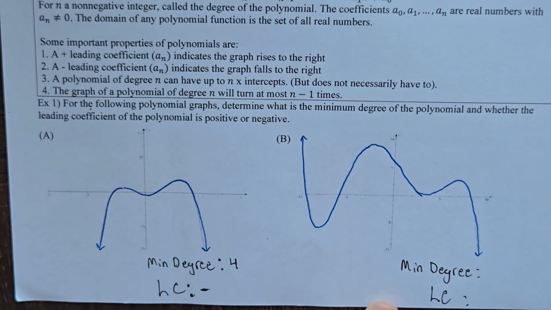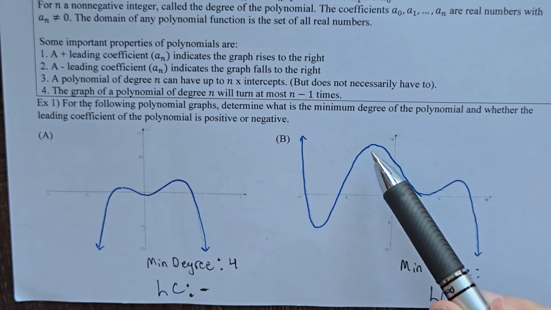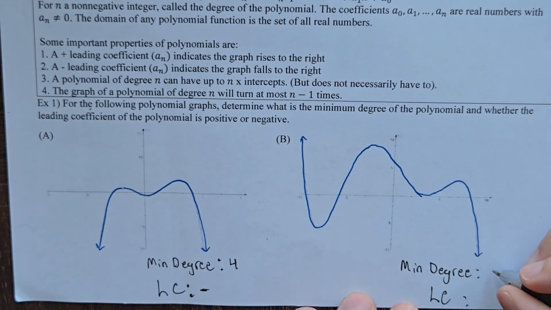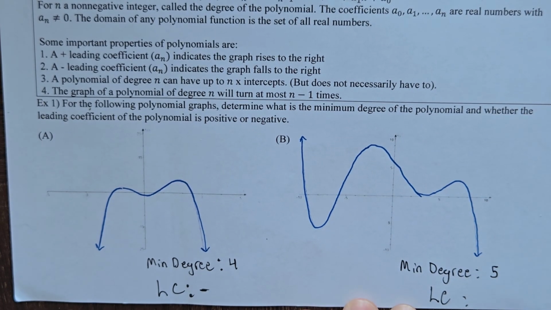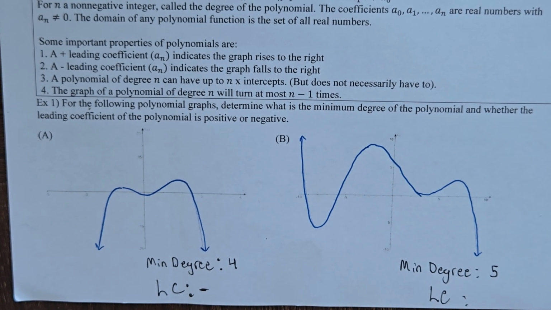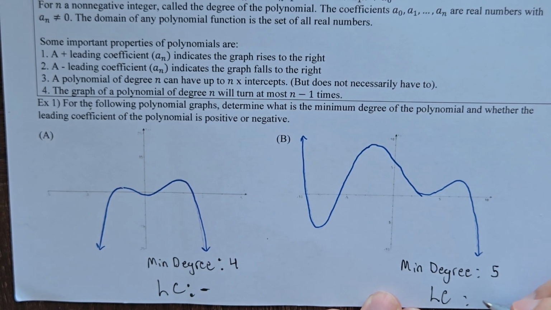The minimum degree, we can just count the number of turns. Looks like we have 1, 2, 3, 4 turns. So that means that the degree of our polynomial is at least 5. And then for our leading coefficient right here, it also has to be negative because we're falling to the right.